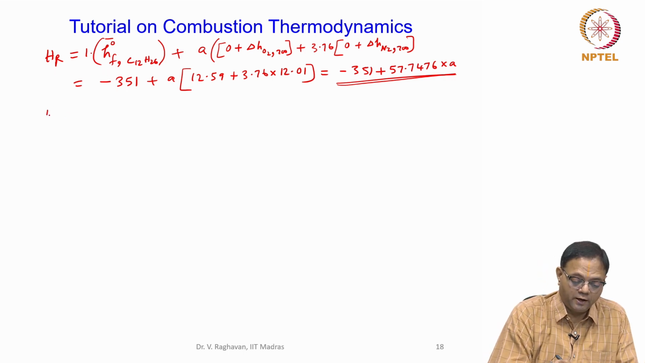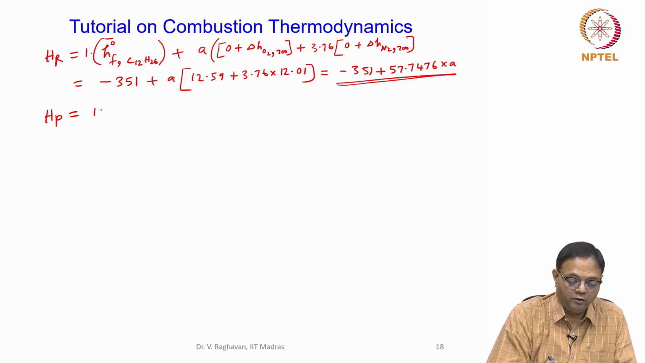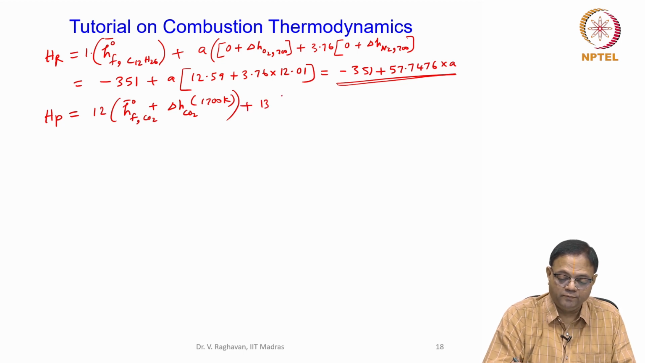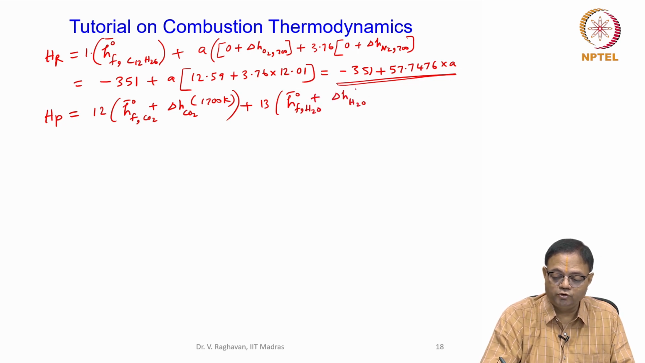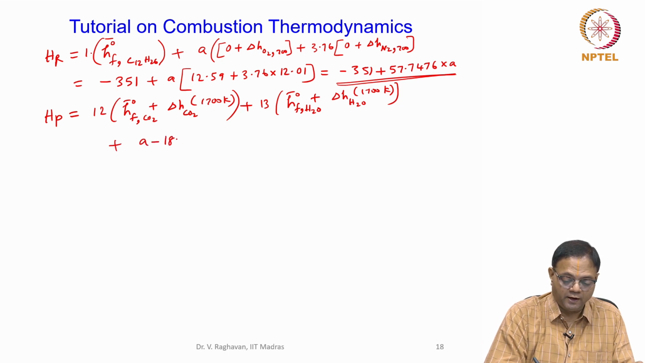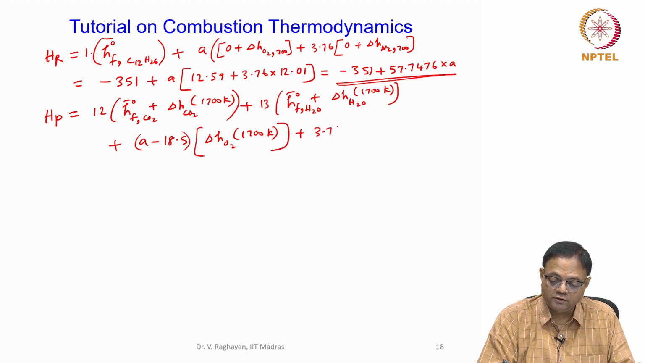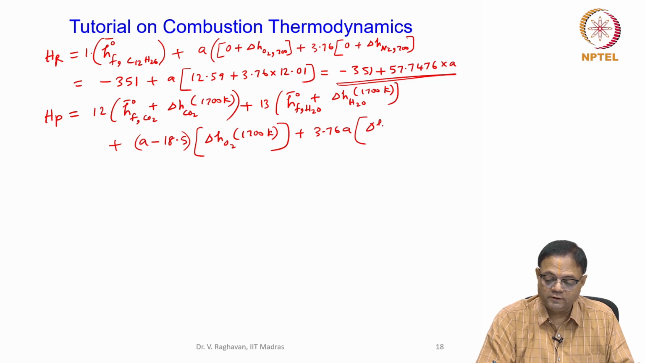Now, enthalpy of products. Enthalpy of the products will be equal to 12 kilomoles of CO2. So, 12 into enthalpy of formation of CO2 plus sensible enthalpy of CO2 at 1700 Kelvin, okay, plus 13 times enthalpy of formation of H2O plus sensible enthalpy of H2O at 1700 Kelvin, plus A minus 18.5 times sensible enthalpy of O2 at 1700 Kelvin, plus 3.76 times A into sensible enthalpy of N2 at 1700 Kelvin.